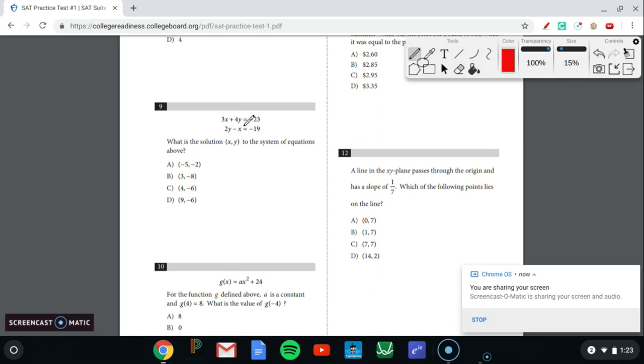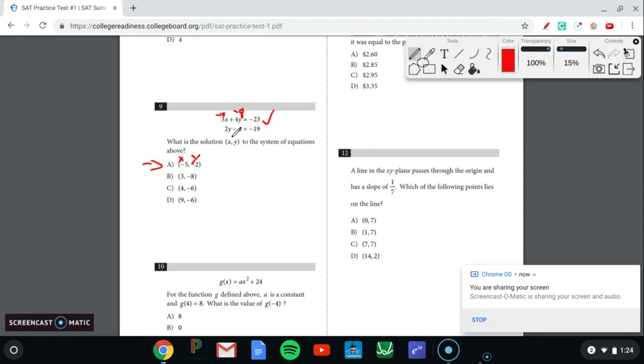So say, for example, let's try a. A says the point is negative 5, and remember that the first point is x, so negative 5 is going to be x, negative 2 is going to be y. So let's plug this into the equations and see if it works. Well, 3 times x, we said, is negative 5, so 3 times x is going to be negative 15. 4y, we said y is negative 2. 4 times negative 2 is negative 8. So we get negative 8. Negative 15 plus a negative 8 is negative 15 minus 8 equals negative 23. So that works. So this is looking good.